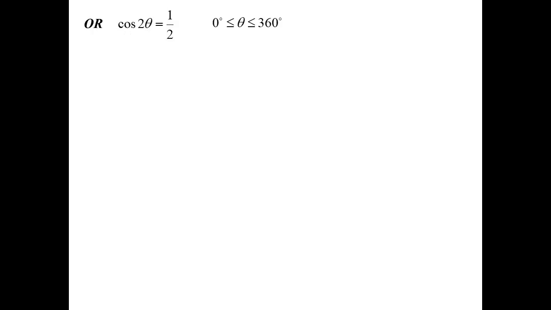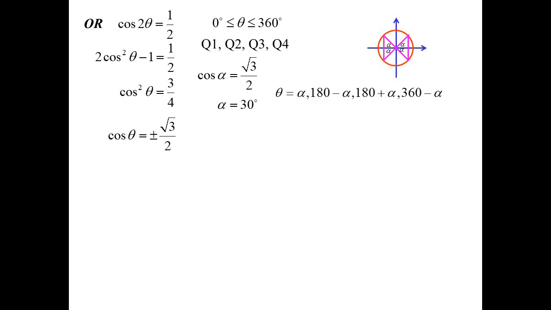Of course, another way we could do that: cos 2 theta is a half. I could rewrite cos 2 theta as 2 cos squared minus 1 if I wanted to. There's another 2 choices I could have, but let's say I did it this way. And then I'd go, well, cos squared is 3/4, so cos is plus or minus root 3 on 2. So actually, I'm in all 4 quadrants, and the acute angle would be 30 degrees, because cos of 30 is root 3 on 2. There's my 4 possibilities there.